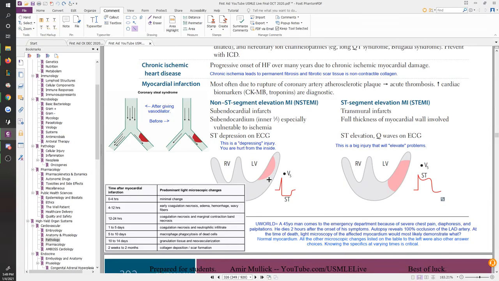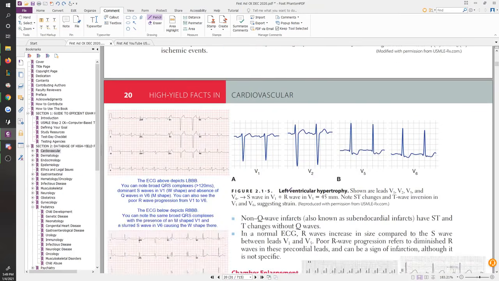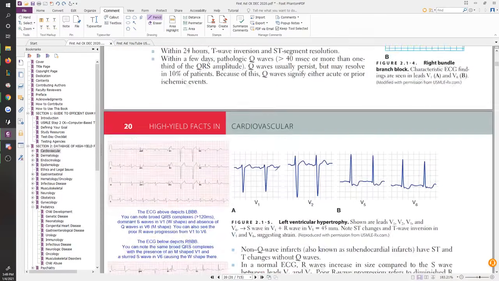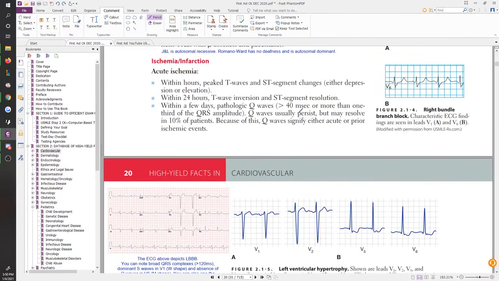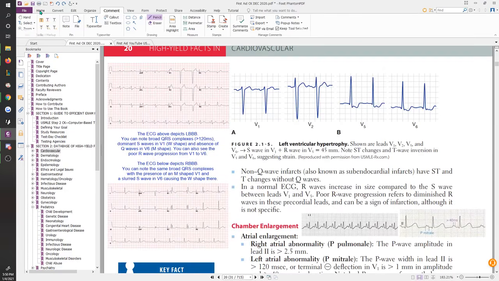That is a depressing injury. You're hurt from the inside. ST elevation is a big injury, right? Big injury that will elevate problems, and it's a big injury because it goes through the entire endocardium. So it's transmural, transendocardial, goes through the entire wall. Right, so that's kind of what that knowledge actually begets to you. That's what it tells you. So when you start seeing those ST changes on any QRS complex, you start thinking there might be an MI.